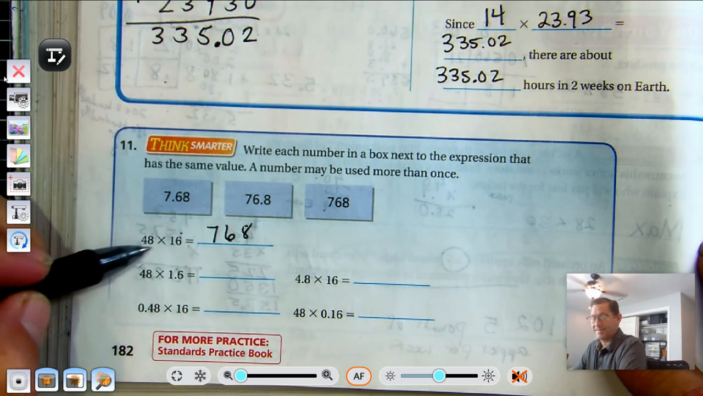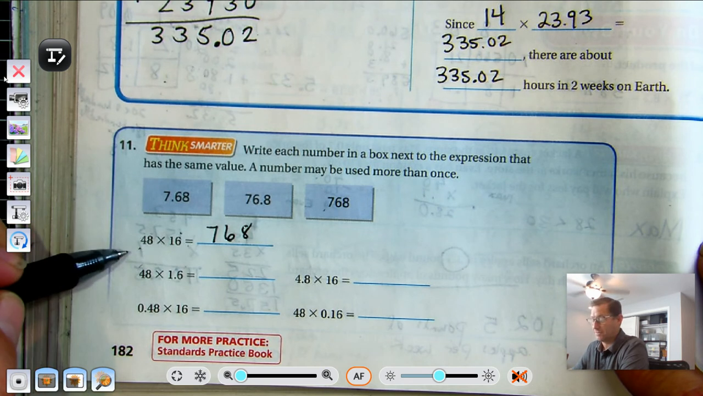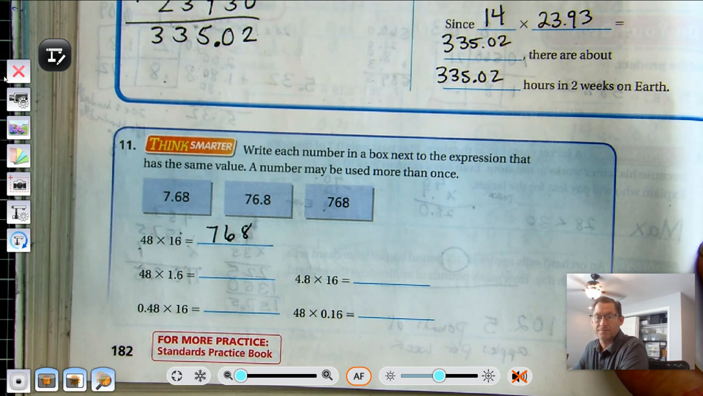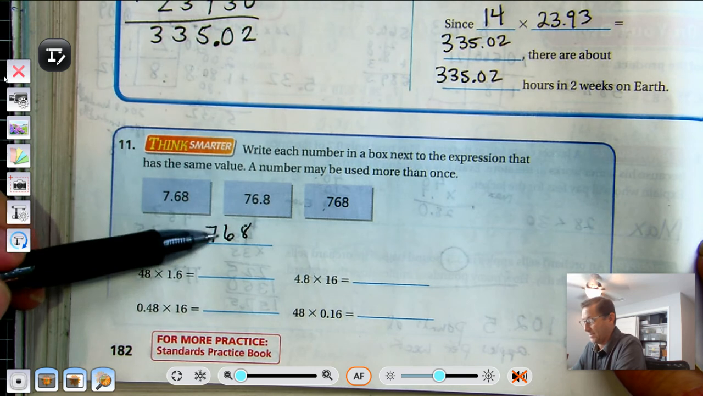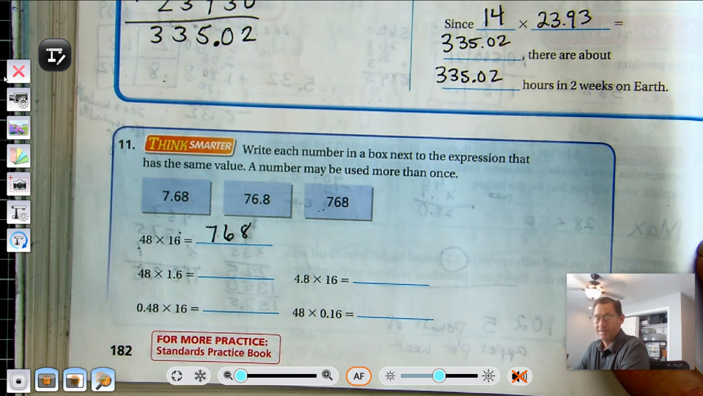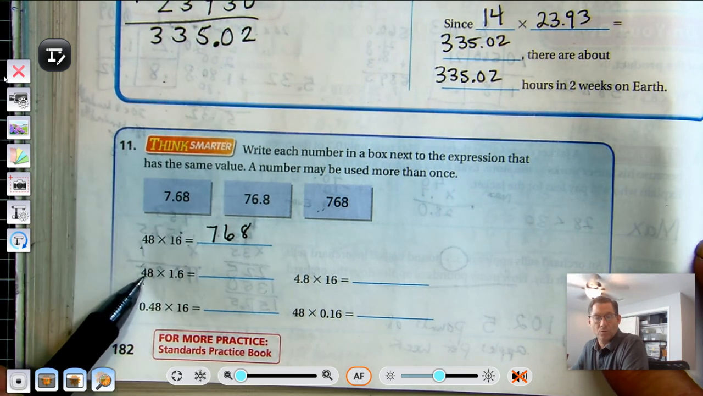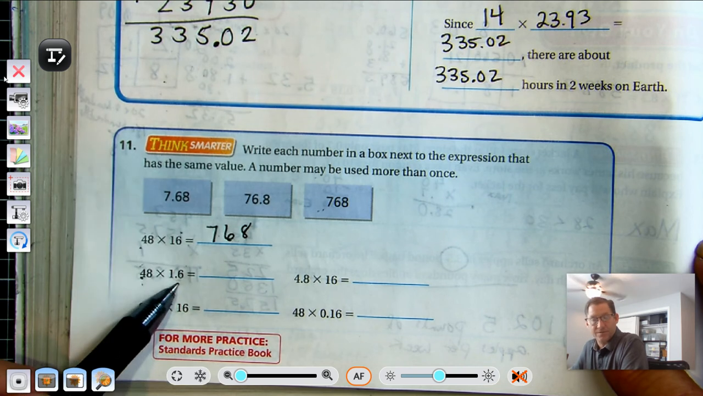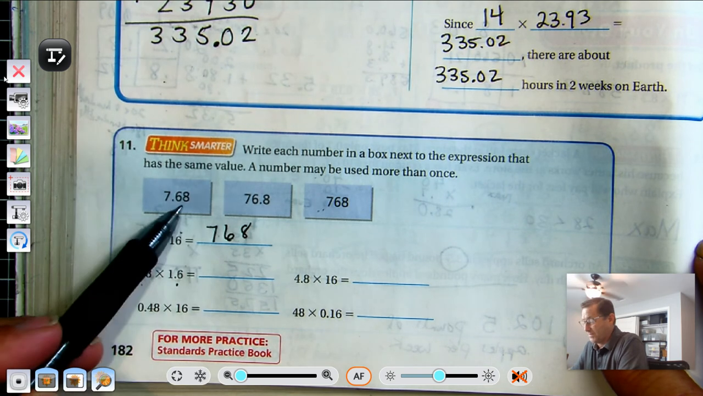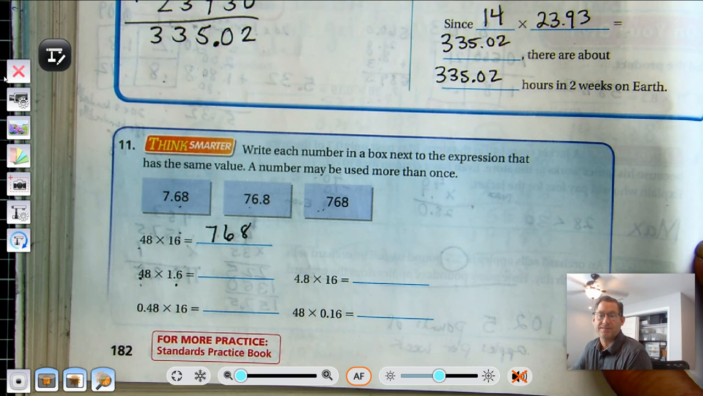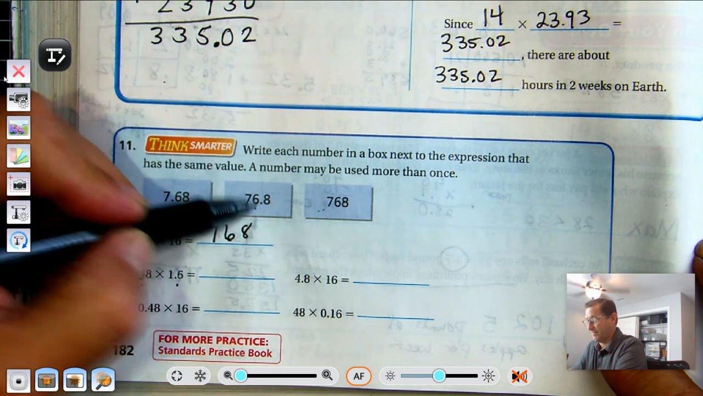How do I know that 48 times 16 is a whole number? Because there aren't any decimal points. So it has to be a whole number answer. So that has to go there. Then we're taking this whole number and multiplying by a number in the tenths. So which one of these two is an answer in the tenths place? 76.8.